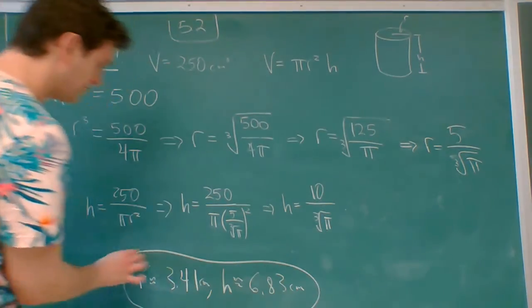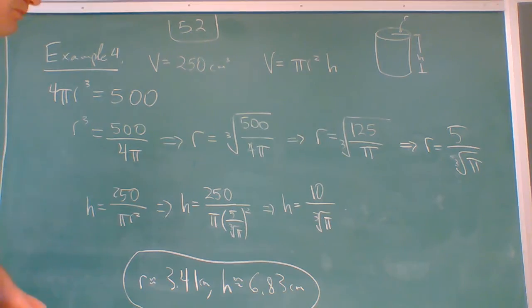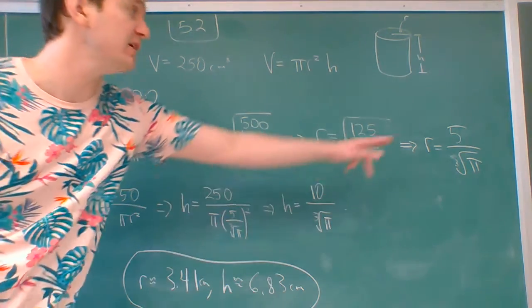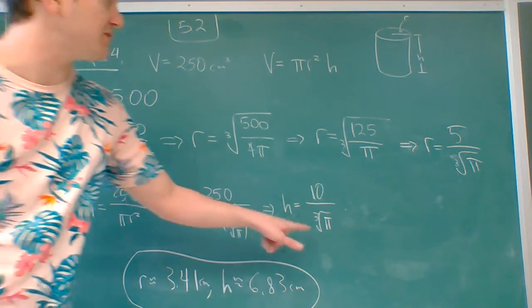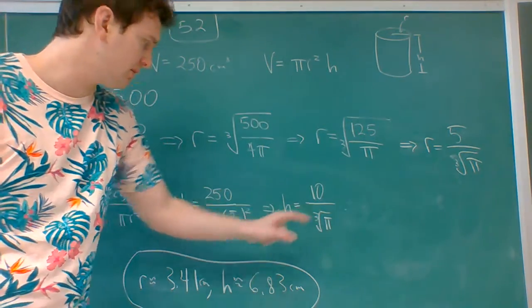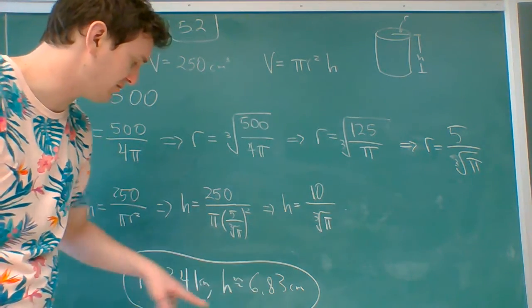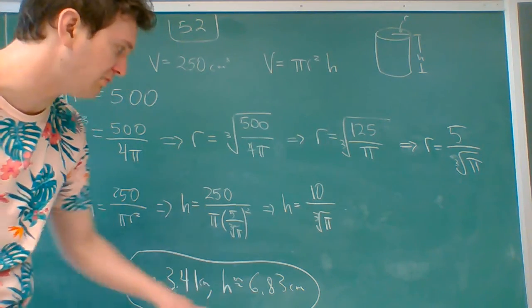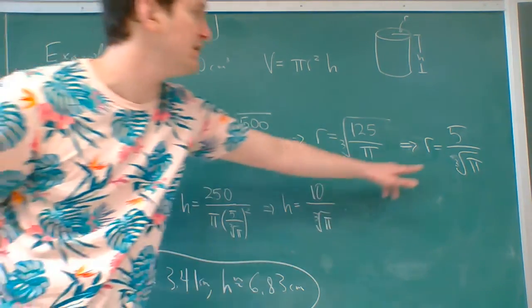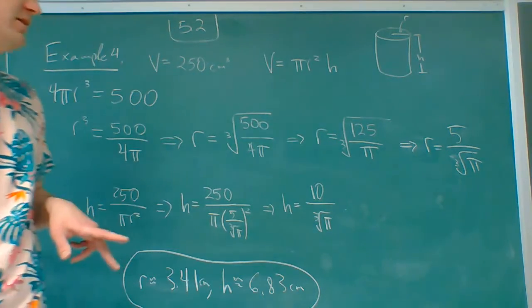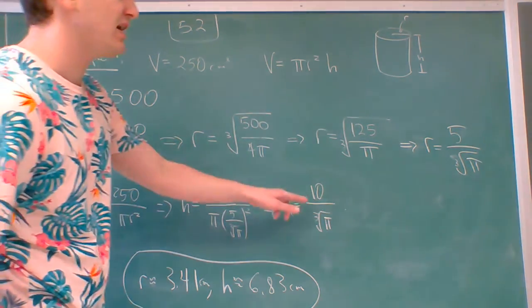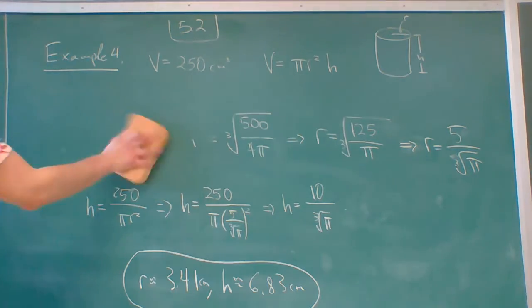Now, something interesting about this is that you can see it here or you can see it here. h is exactly double of r, right? If you look at the approximations, you can kind of see that. Of course, there's been some rounding here. But if you look at the exact answers, this is 5 over cube root of pi. This is 10 over cube root of pi. h is exactly double of the radius.